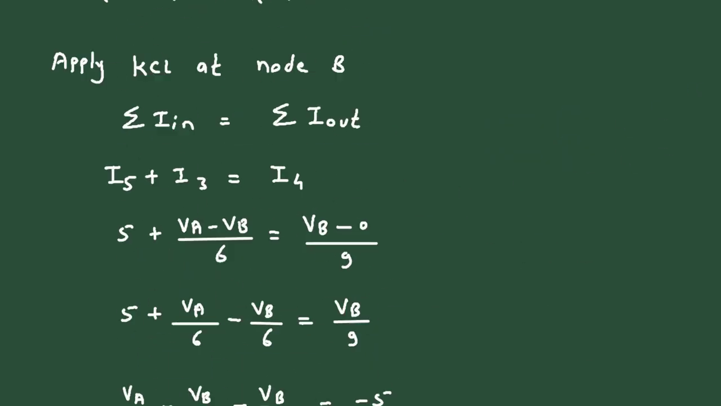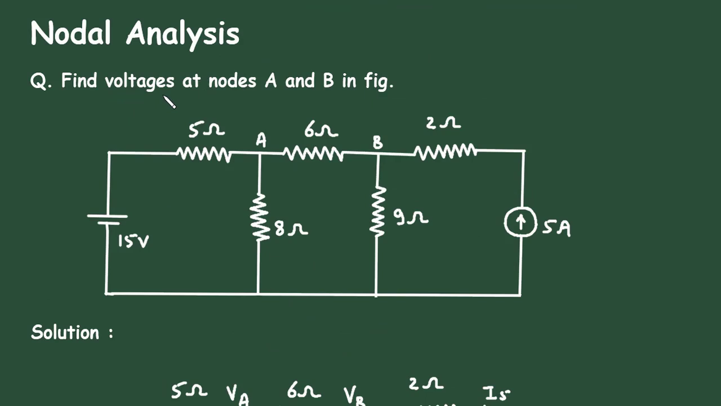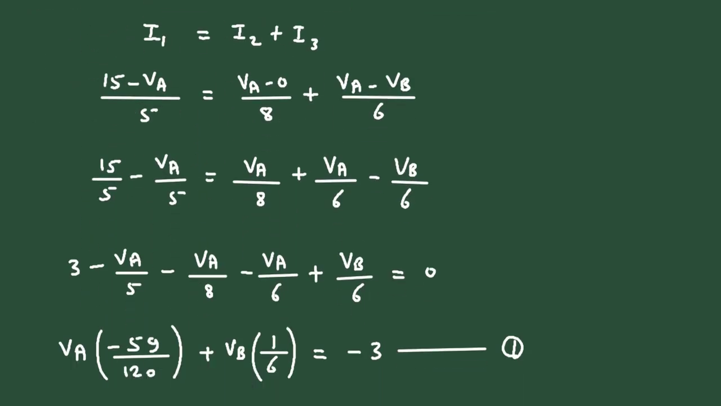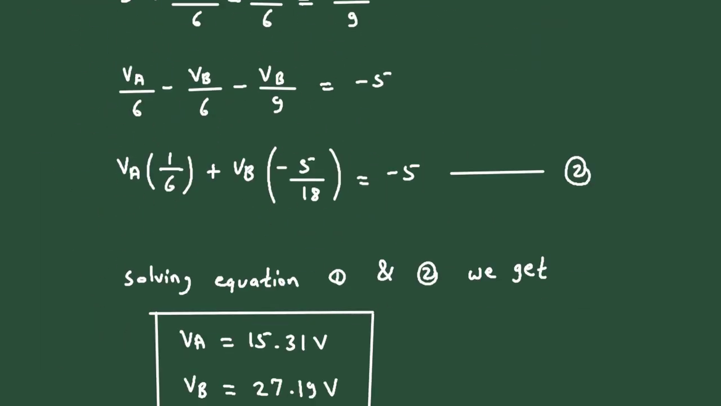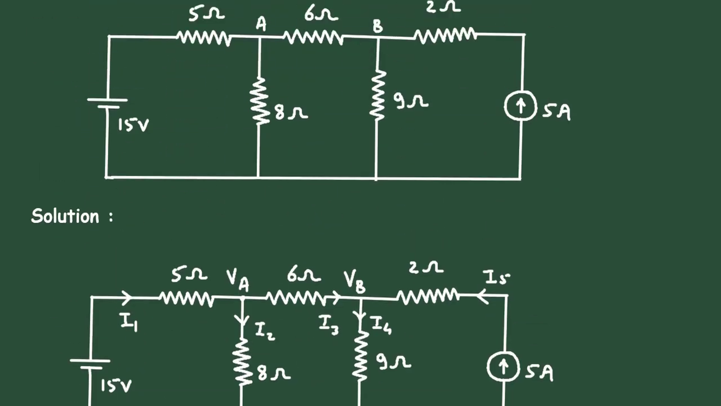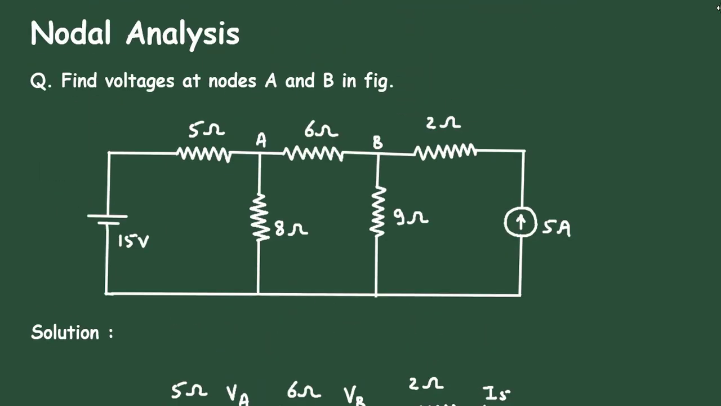What we have to find in this question? We have to find voltages at nodes A and B in figure by using nodal analysis. So this is how we can find the nodal voltages by using nodal analysis.